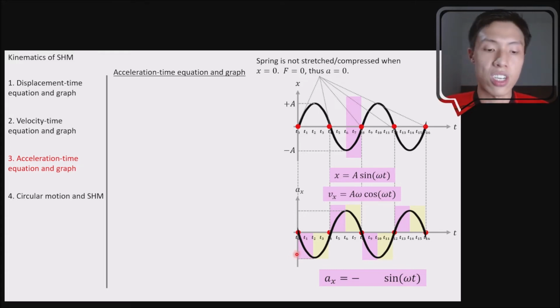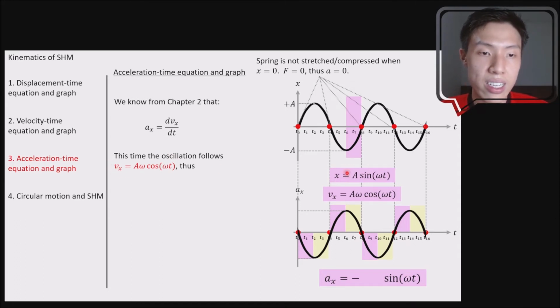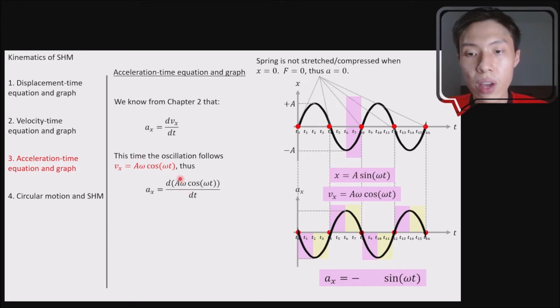Again, using differentiation. So we know from chapter 2 that acceleration is dv against dt. So we are going to do the same thing, but now we are going to differentiate velocity. Previously, we differentiated the x equation. Now we differentiate the v equation. So if you differentiate it, now A and omega are constant. Your oscillation doesn't become faster with time. The oscillation doesn't become slower. So the omega is constant. The amplitude is also constant because the amplitude doesn't become smaller, doesn't increase with time. So A and omega are both constant, so you can bring it out.